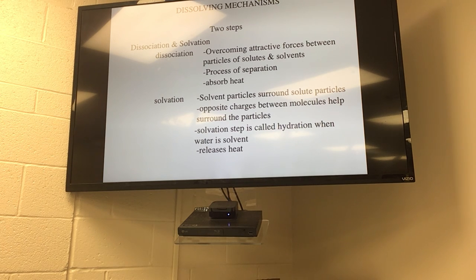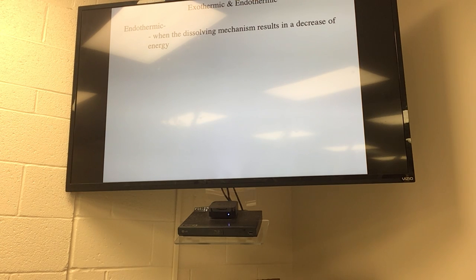Because we are absorbing more heat than we are releasing. Most of our dissolving mechanisms are going to be exothermic. A lot more are exothermic than endothermic. This cold pack, ammonium nitrate, is endothermic. So it will absorb heat as the net result. Right? So we have an endothermic type reaction, even though it's not a chemical reaction, it's a physical reaction in the dissolving, not chemical. When the dissolving mechanism results in a decrease of energy, dissociation absorbs more heat than solvation releases, it is endothermic.